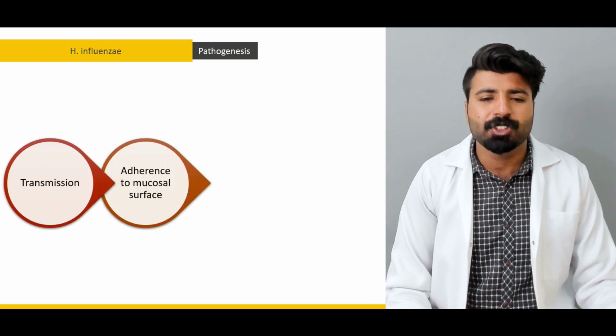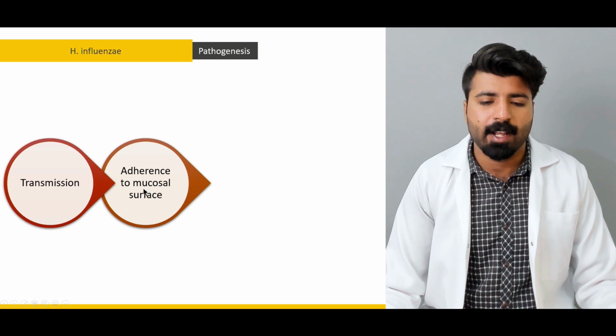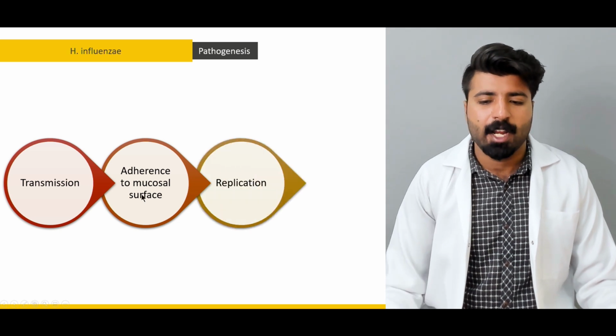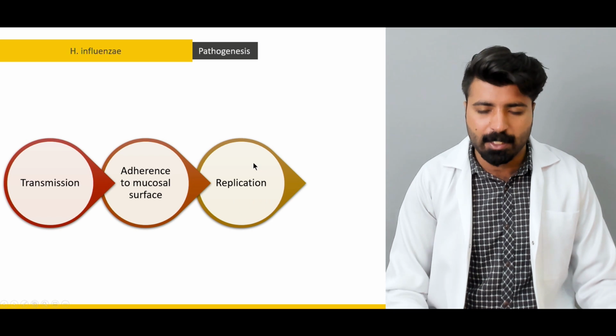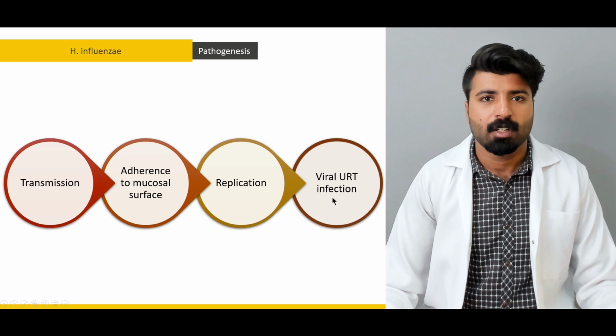Let's talk about the pathogenesis of H influenza. First of all, there will be transmission and it will adhere to the mucous surface. It will replicate very rapidly and it will cause a viral upper respiratory tract infection with it.